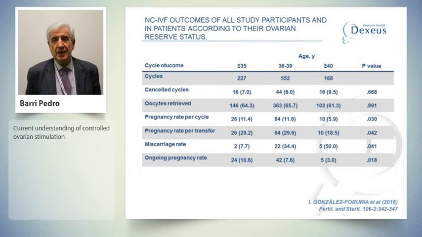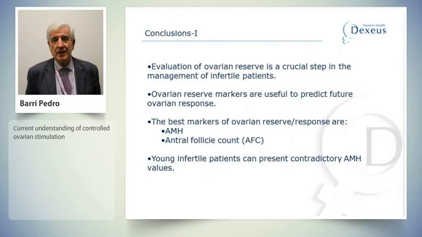But when the patient is over 40, the pregnancy rate is only 5.9%. There is a significant reduction. The same happened with pregnancy rate per transfer. Of course, the miscarriage rate significantly increases according to the age of the patient, and the ongoing pregnancy rate is valid, but in patients over 40 it is, in our opinion, useless to propose them an IVF cycle with a natural cycle with their own oocytes.